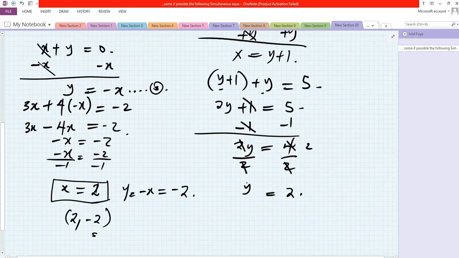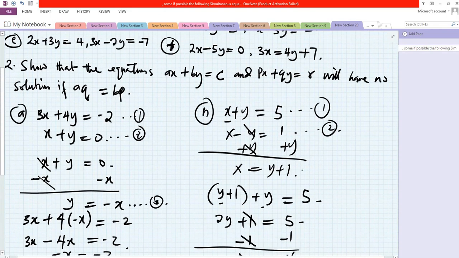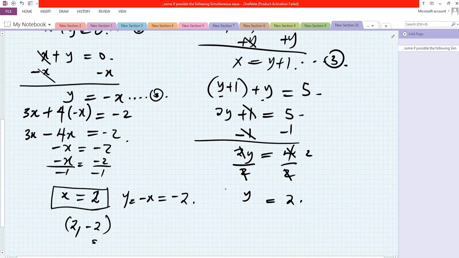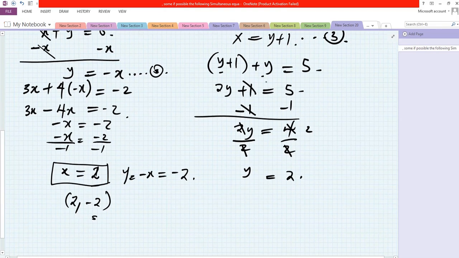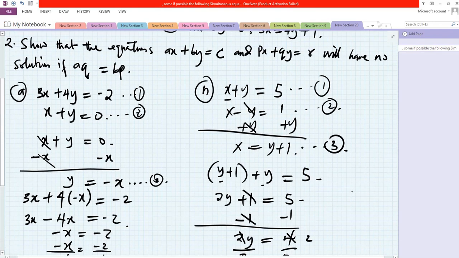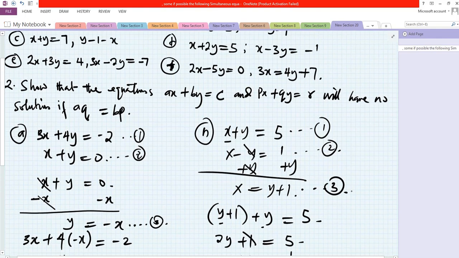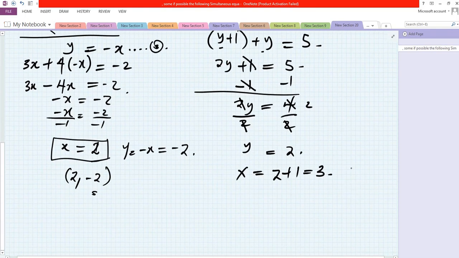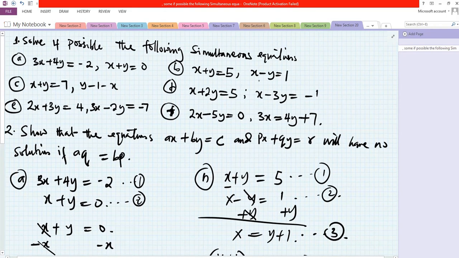Since y is equal to 2, if we substitute y equal to 2 into equation 3, x will now be equal to 2 plus 1, which is equal to 3. So the coordinate at which these two equations intersect is 3, 2. So this is the coordinate point at which these two equations intersect.